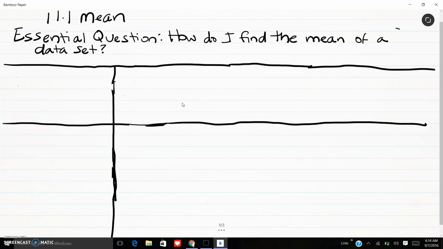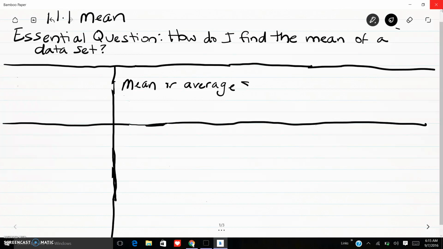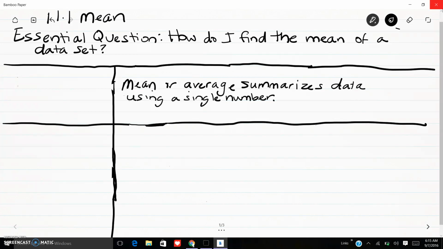Your first and only vocabulary word is, of course, the word mean. Right. So the mean or average, you'll hear it called average also, summarizes data using a single number. Right, so mean or average summarizes data using a single number. All right, so of course you guys can do your question there. How do we find the mean of a set of data?